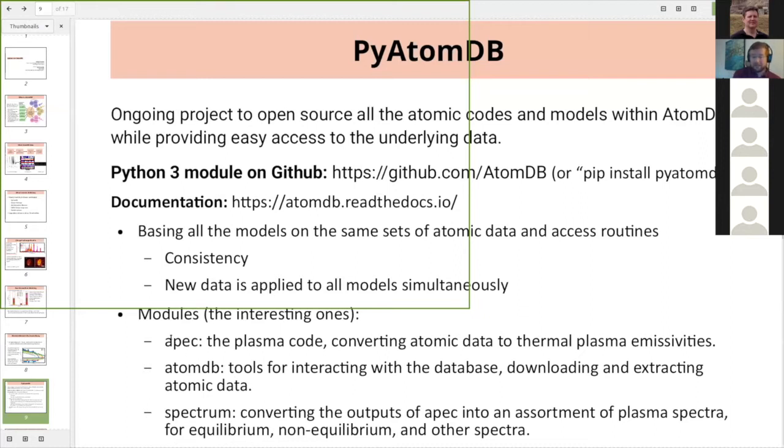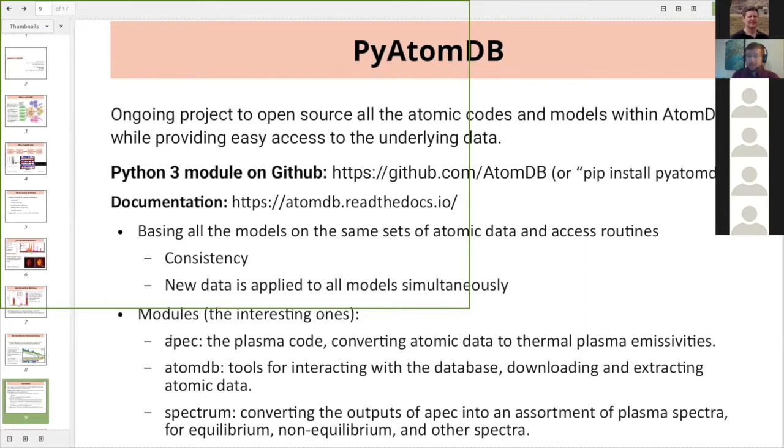It has many modules in it, but the three important ones are APEC, which is our plasma code, which has been running since the 2000s. It's the thermal plasma model, reads in the atomic data, makes a collisional radiative matrix, and spits out the emissivities. That now is entirely in Python. You can run it yourself. It's quite slow. It needs some work, but it does work. And it's what's used to make our recent releases of AtomDB.